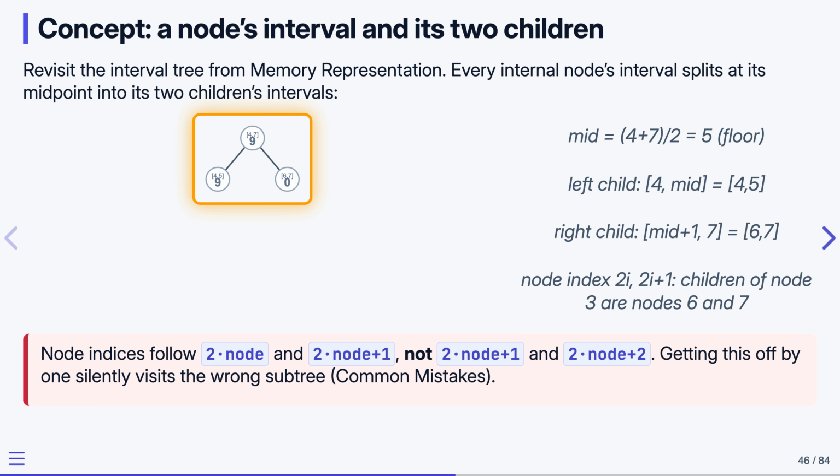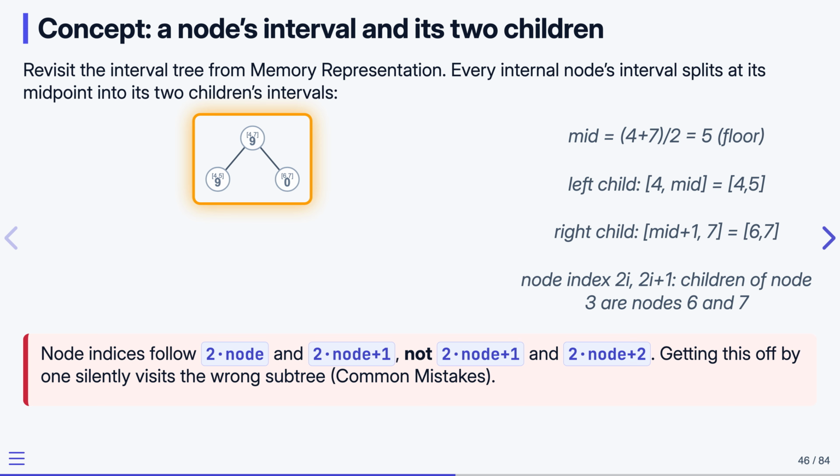Let's revisit the interval tree from memory representation. Every internal node covers a range of the array. The node at the top covers the interval 4 to 7, and its stored sum is 9. To find its children, we split at the midpoint. The mid is (4 plus 7) over 2, which is 5 after rounding down. The left child gets 4 to mid, so 4 to 5. The right child gets mid plus 1 to 7, so 6 to 7.